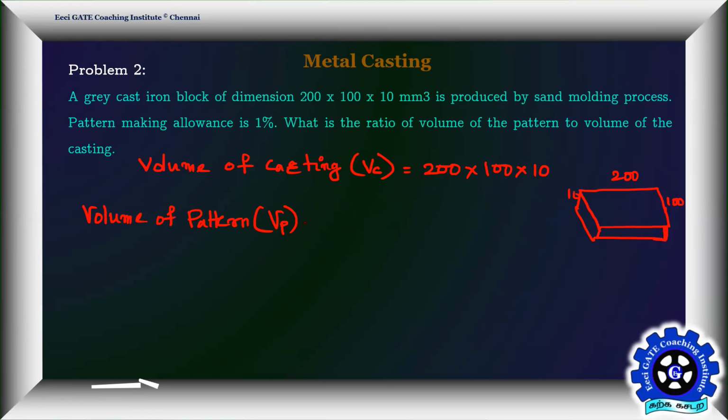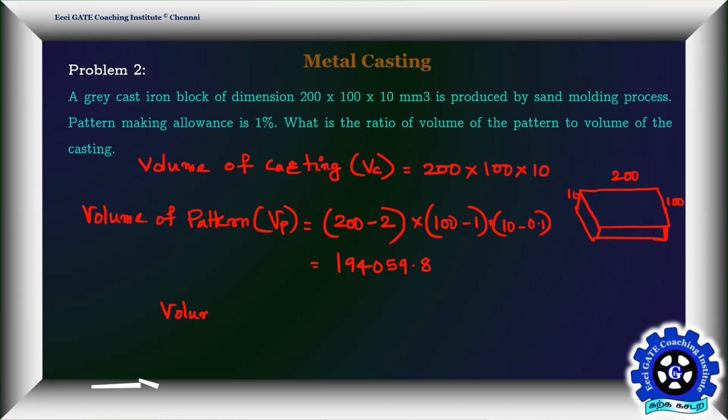So 200 minus 1% of 200, that is 2, into 100 minus 1 and 10 minus 0.1. So this will be 194059.8. If it is wrong, please let me know. He's asking what is the ratio of volume of pattern to the volume of casting.